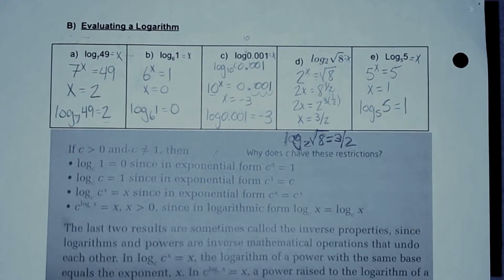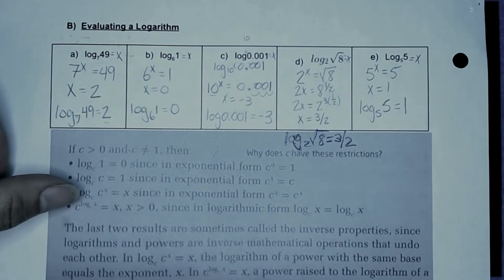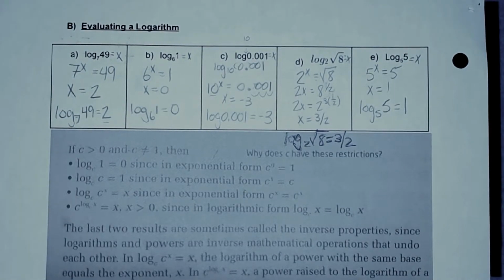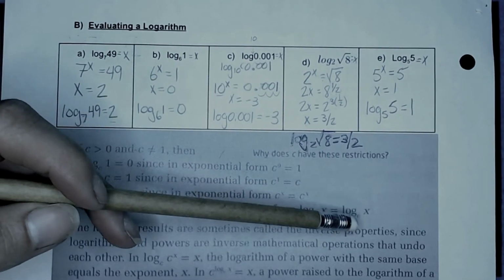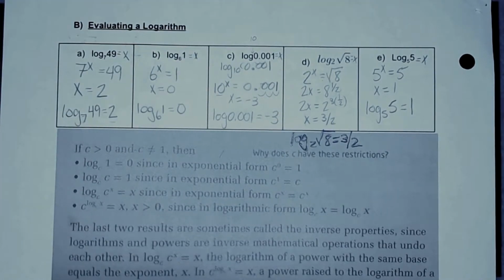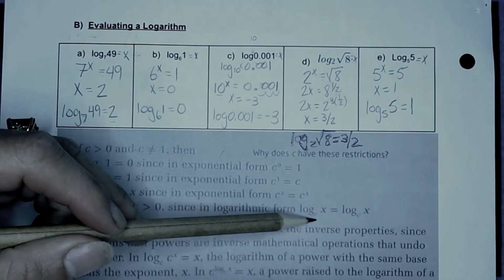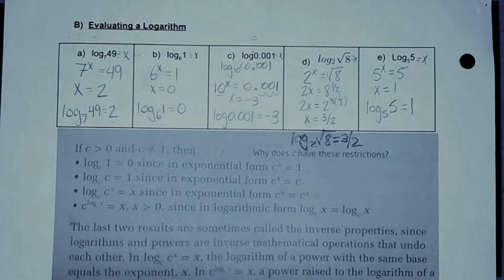And log c of c to the power of x equals x, since in exponential form c to the x equals c to the x. This is all stuff from the last unit. It's not new content. You should already understand these basic principles about logarithm and exponential functions. The last one, c to the power of log c of x is equal to x if x is greater than 0, since log c of x is equal to log c of x, because those two statements are equivalent. So you should get the same numbers in the base as well as the answer, and therefore the exponents would be identical as well.